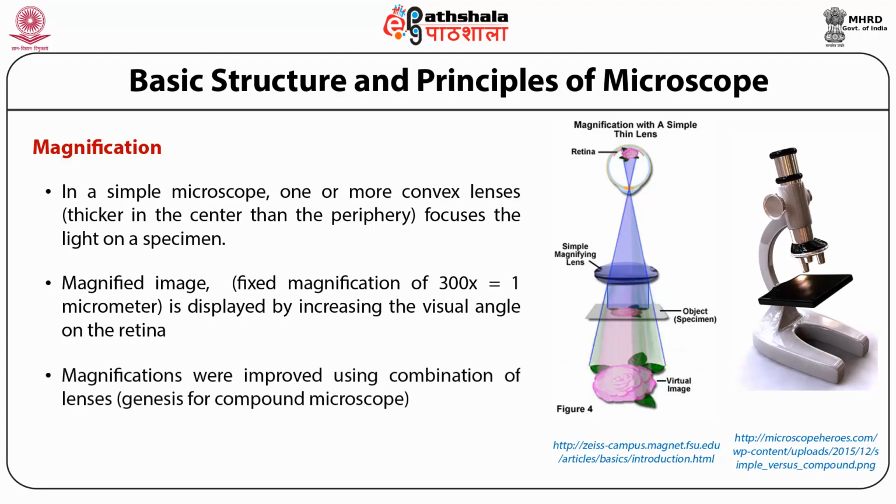This magnification can be improved when we use a combination of lenses. So how does magnification actually work? In this cartoon, we are visualizing something from a retina, and the sample is on the stage, kept at the object. The magnifying lens amplifies or magnifies the image and creates a virtual image which is much bigger than the sample object. So magnification actually makes a virtual image which is a magnified version of a simple object, a simple specimen.